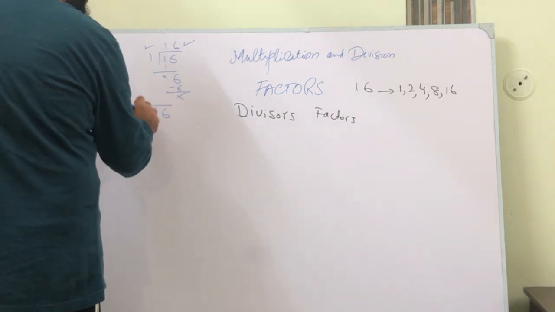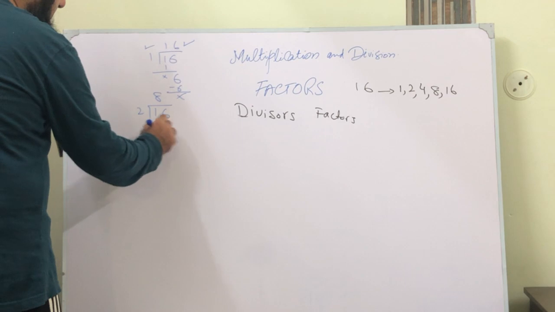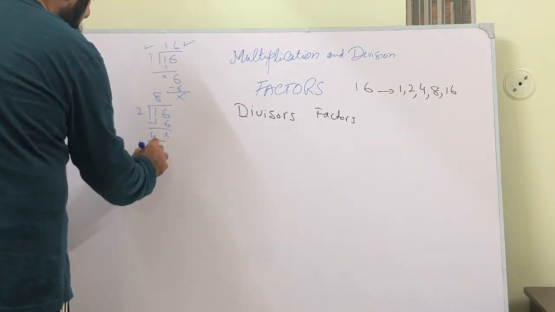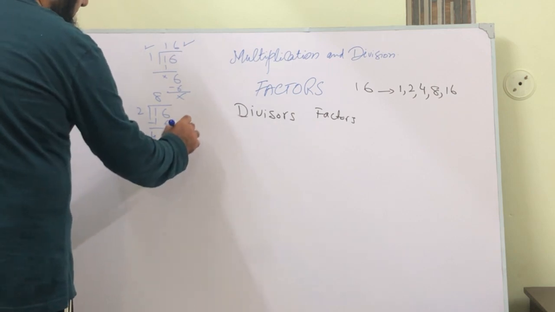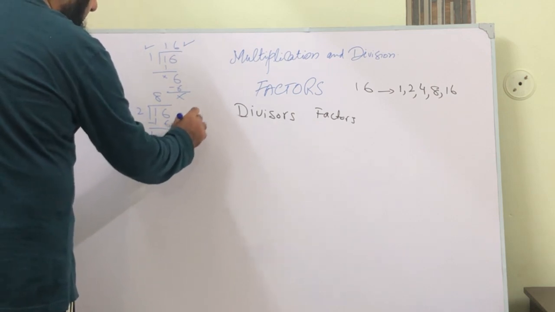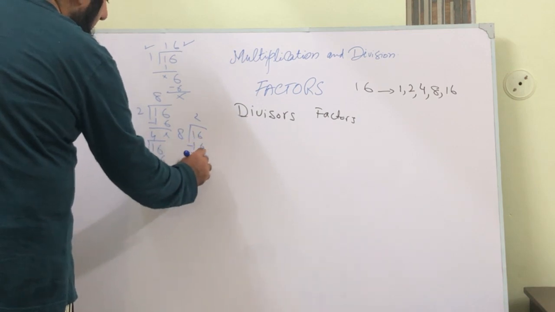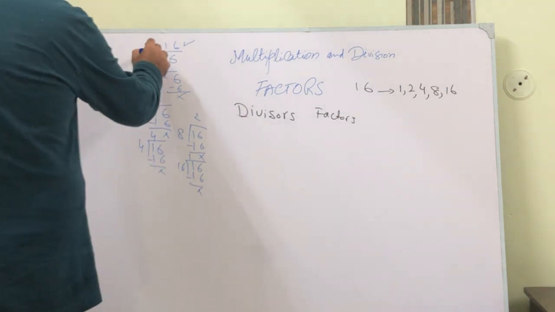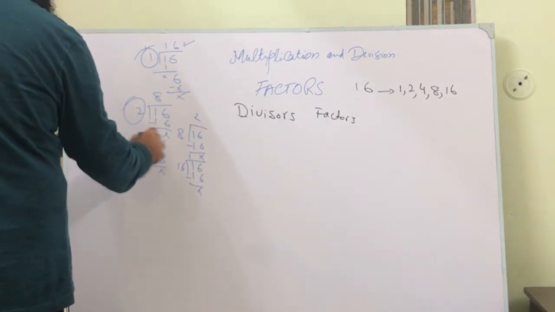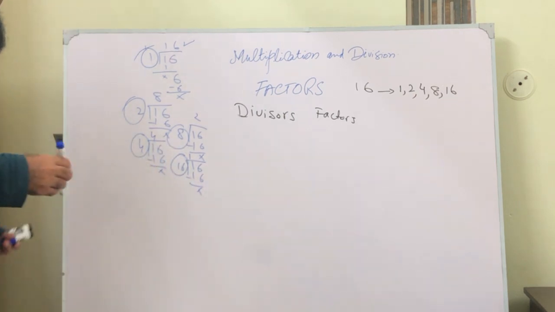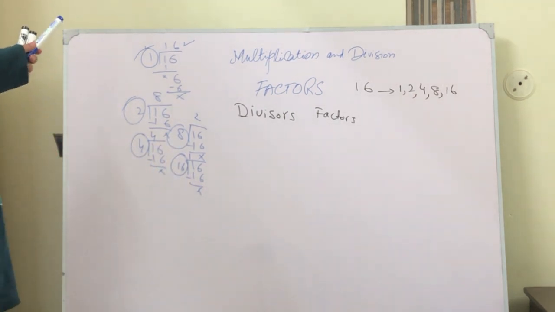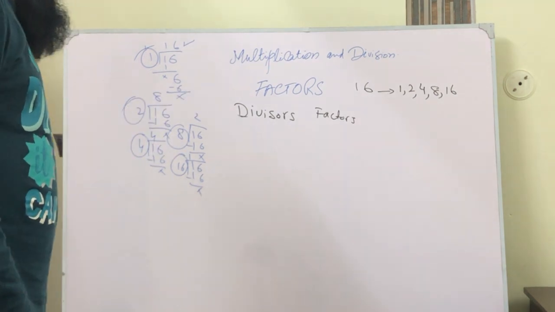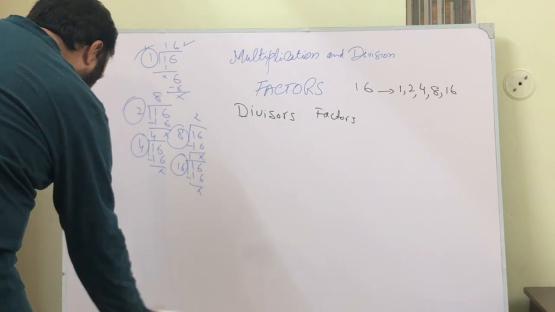Then 16 divided by 2. 2 8s are 16. No remainder. Then we have 16 divided by 4. 4 4s are 16. Remainder 0. Then we have 16 divided by 8. 8 2s are 16. Remainder 0. Then we have 16 divided by 16. 16 1s are 16. Remainder 0. So by dividing by 1, 2, 4, 8 and 16, we get the remainder 0. So the factors of 16 are 1, 2, 4, 8, 16. Okay. So this is how we find the factors by dividing.